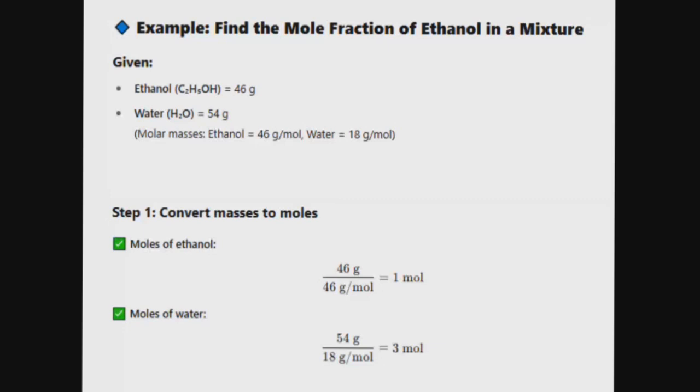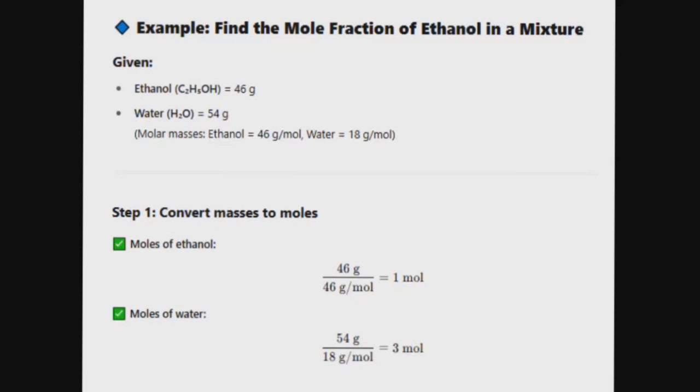Now, the first step we need to do is to convert masses to moles. The mass is given to us here. We need to convert it to moles. Starting from the ethanol, convert ethanol to moles. Remember that they gave us a mass and also gave us the molar mass. The molar mass of ethanol and the mass are the same thing. So 46 divided by 46 will give us 1 mole. And then that of water, 54 divided by 18 will give us 3 moles.